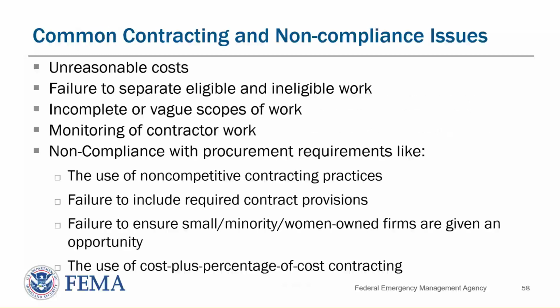So common contracting issues or non-compliance issues: unreasonable costs, really big costs that you don't have any backup for, failure to separate eligible and ineligible work, incomplete or vague scopes of work in that contract, failure to monitor the contractor's work, and some other non-compliance things with the actual contract. If you use non-competitive contracting practices to get that contract, it could be an example of non-compliance. Failure to have any required contracting provisions for your organization or your geographical area. Failure to ensure small, minority, and women-owned firms are given an equal opportunity. And then a use of cost plus percentage of cost contract.